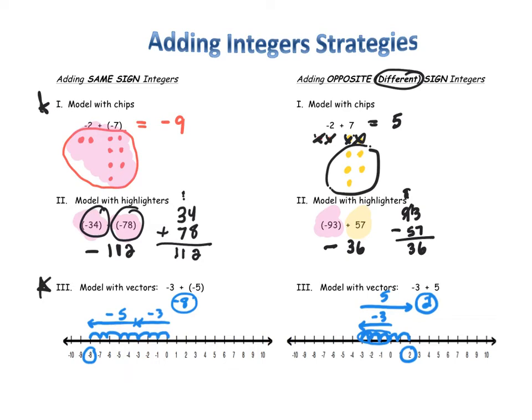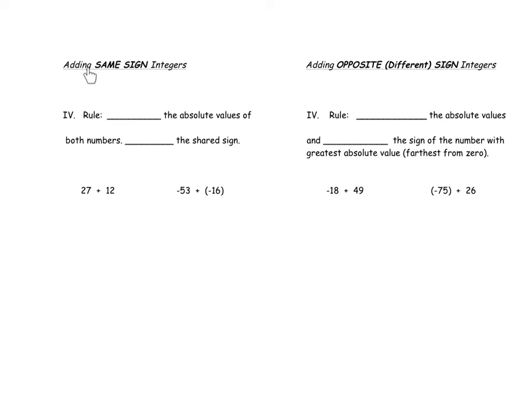So when we do this with opposite signs, or different signs rather, it's a little bit more complicated because what we see is addition, but we're really subtracting. So now let's go to those rules. Would you turn to the next page? So when we're dealing with same sign integers, for instance, 2 positives or 2 negatives, the rule is that we add the absolute values of both of the numbers, and then we keep the shared sign. So let's put this into play.